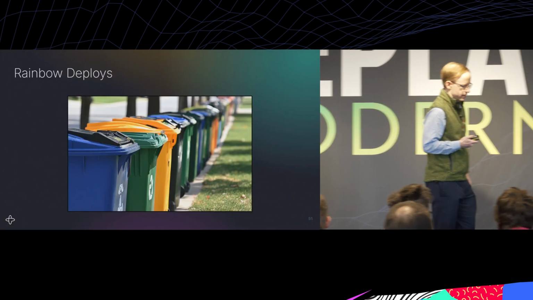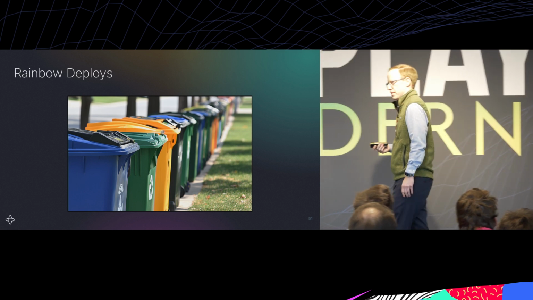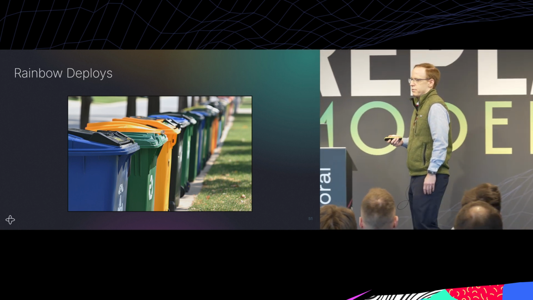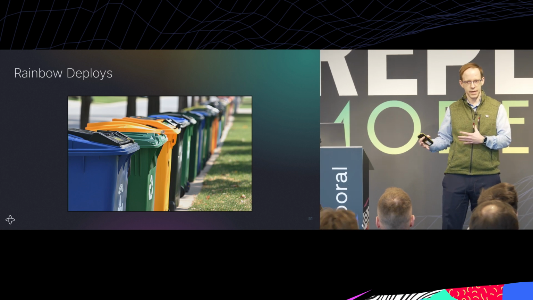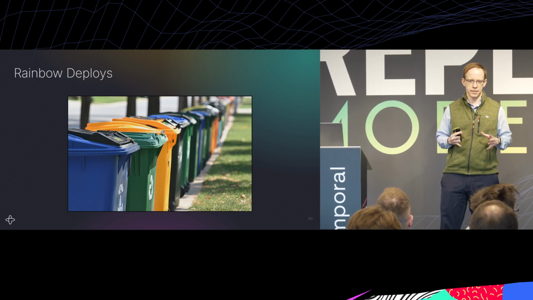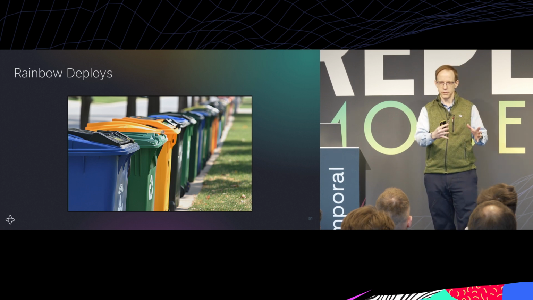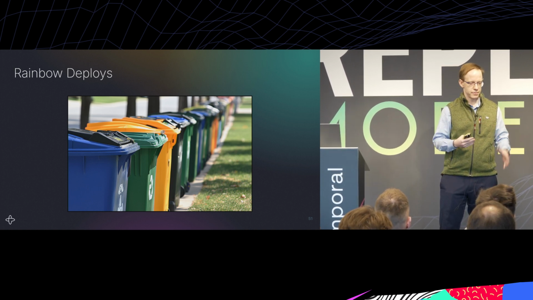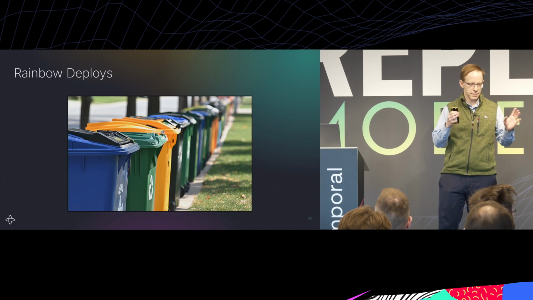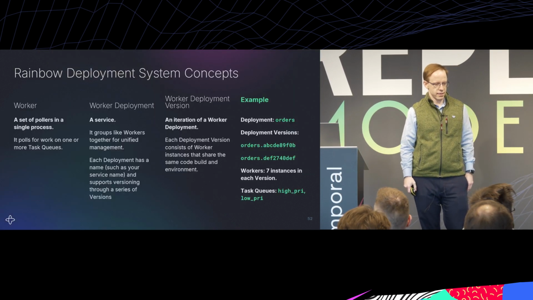To do that, you're going to need what's called a rainbow deployment system. In my experience, most people aren't familiar with this term, but it's a deployment system that allows you to juggle different builds at the same time and then choose when you're going to sunset those builds. In other words, you sunset the old builds when all the workflows that were running on that build have drained. And that's the price you have to pay. The price of entry is rainbow deploys.